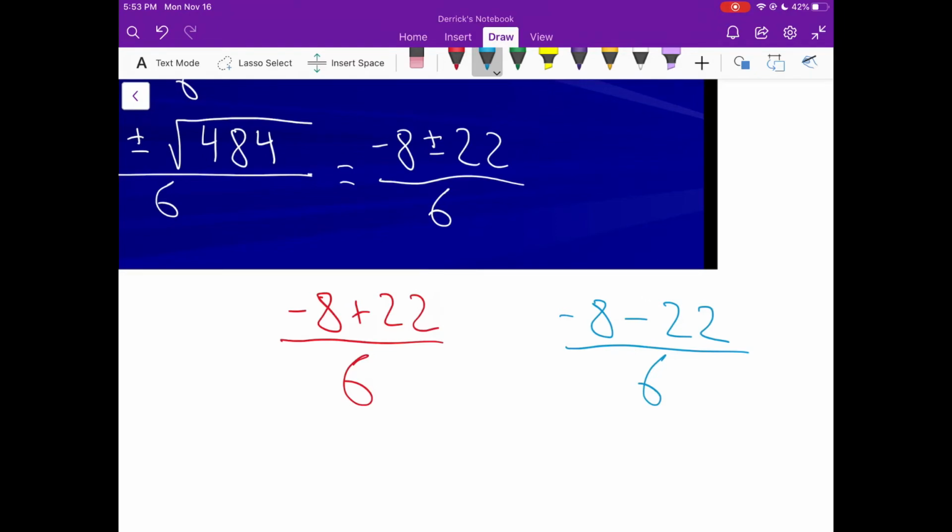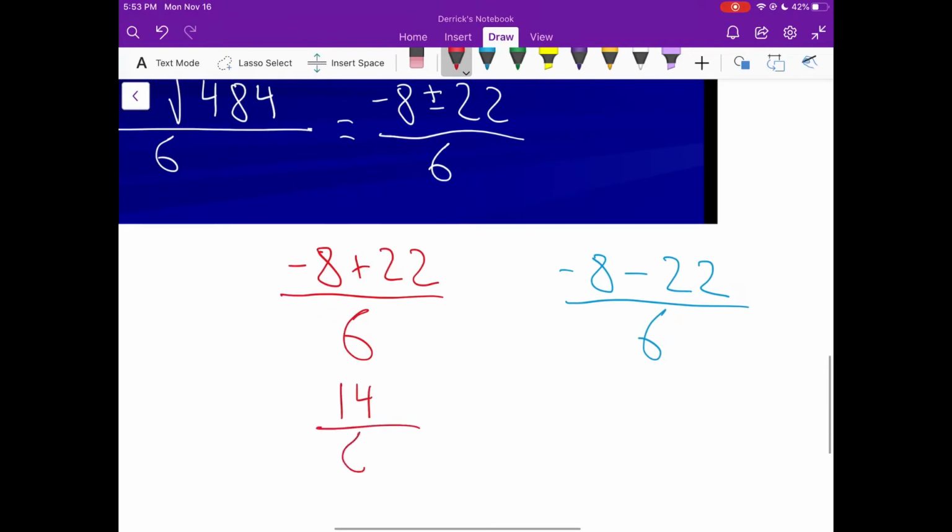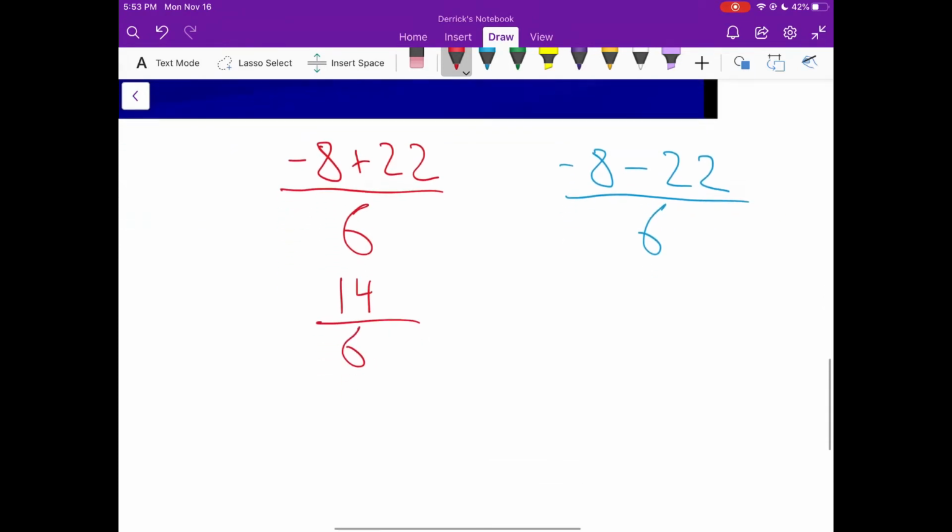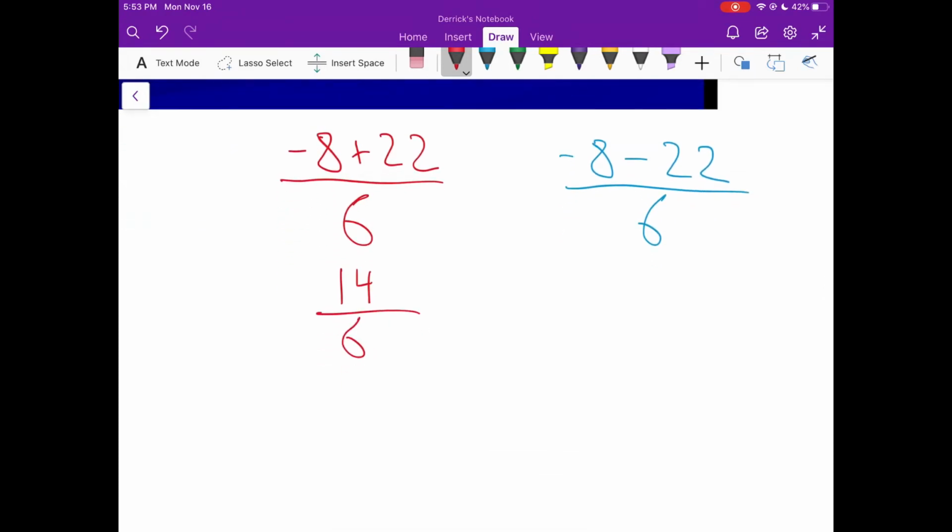Well, negative 8 plus 22, those are different signs, so they are not going to combine, right? We're finding the difference between those. Negative 8 plus 22 is going to give us a positive 14, which, if we divide by 6, is not going to come out evenly, but we can at least try and simplify this fraction. 14 can divide by 2, 6 can divide by 2, so this would come down to 7/3, right? Bad handwriting there.